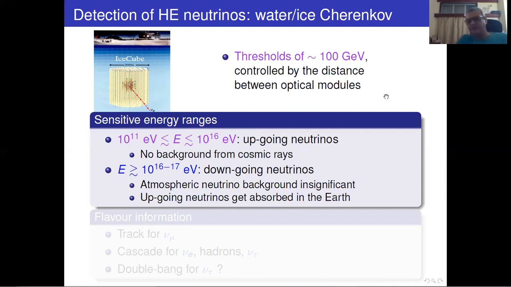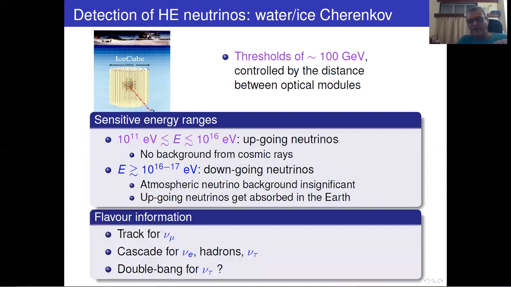Now, it's not enough to see neutrinos, but you have to look at the flavor of neutrinos. For muon neutrinos, as I showed you, we can actually give a track. For electron neutrinos, you get events that are called cascades because they are confined to a very small region. Electron neutrinos scatter very quickly and therefore don't leave a nice track. Hadrons also give you a cascade, and so do tau neutrinos. Sometimes tau neutrinos can give events which are so-called double bang events, but again, perhaps not in this talk.